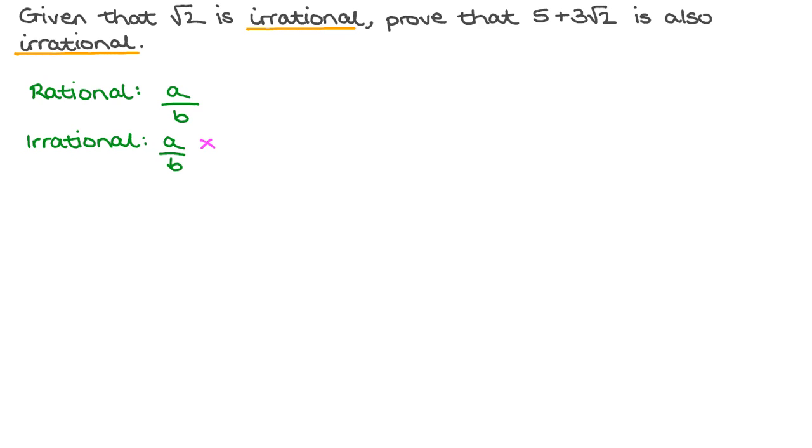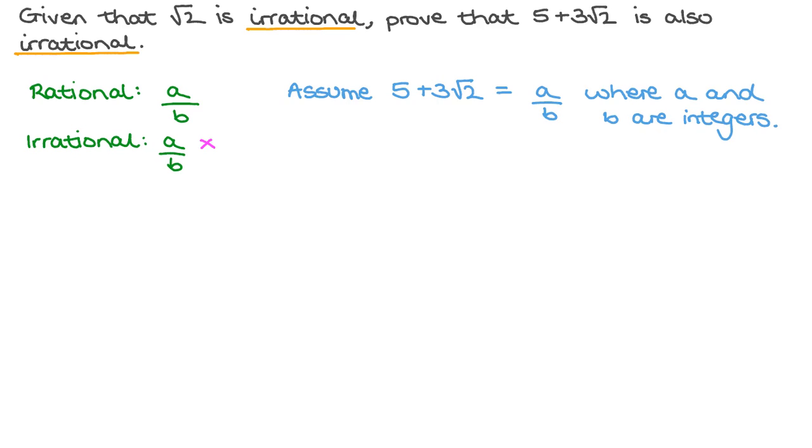To answer this question, we're going to use a method called proof by contradiction. So we're going to assume instead that 5 plus 3 root 2 is rational and therefore can be written as a fraction a over b. We want to show that this leads to a contradiction, and the contradiction that we're looking for is that root 2 is rational. As we know this to be false, this will mean that our original assumption is also false.